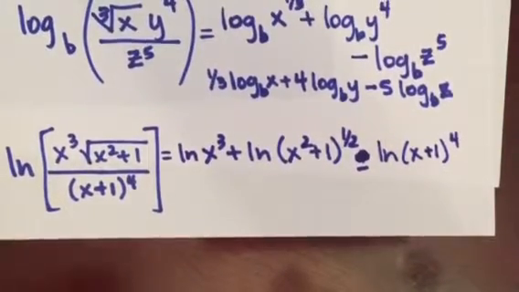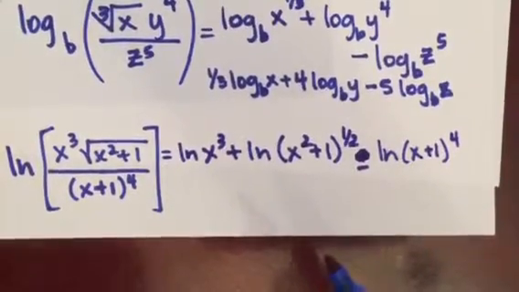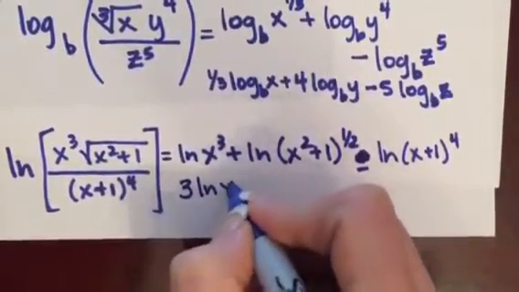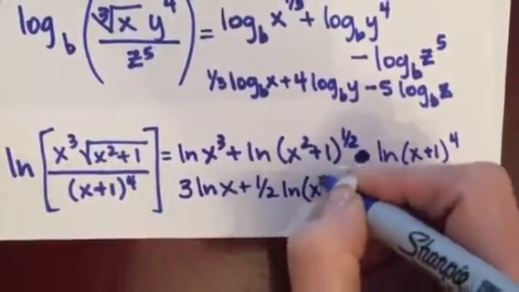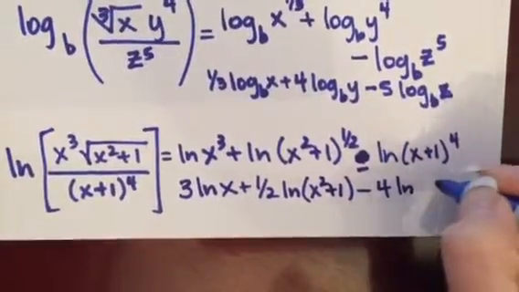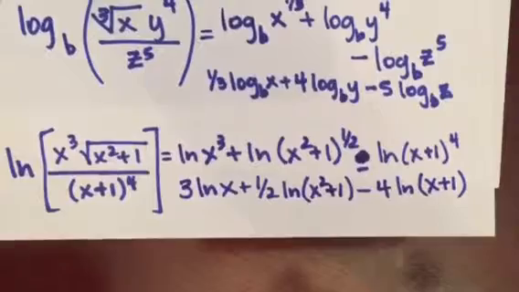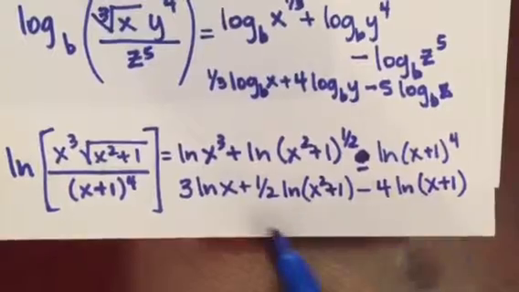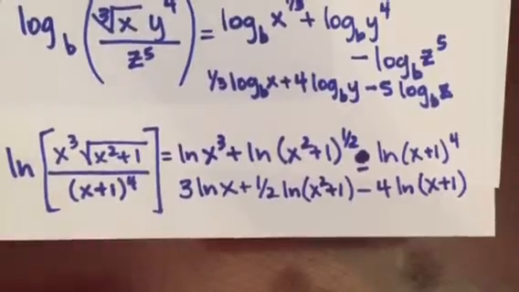All right. So at this point, we can apply the power rule to all 3 of these logarithmic expressions. And we would have 3 times ln of x plus 1/2 times ln of x squared plus 1 minus 4 times the ln of x plus 1. And looking at our arguments, no products, quotients, or powers here, here, or here, and none of these logarithms can be simplified. So we are done. And that concludes expansion.